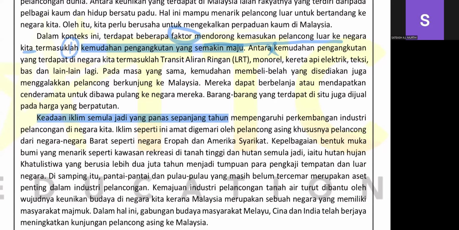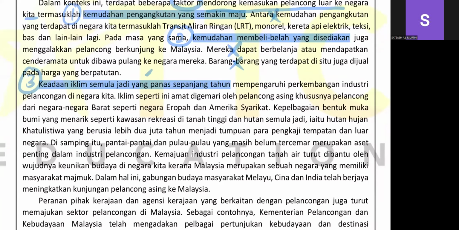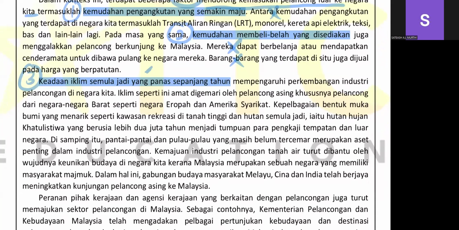But here, this paragraph still has the reason to encourage tourists to visit our country, the foreign tourists. Yes, correct. They like shopping, right? Kemudahan membeli-belah yang disediakan. This is number 2. You see, mereka dapat berbelanja, we don't need to take, because this is an explanation. Don't say barang-barang dijual pada harga berpatutan. Okay, this is number 3. Okay, what else? Other than iklim, we don't say iklim seperti ini, we don't need explanations. I would just want it easy, just like how you do for ringkasan.